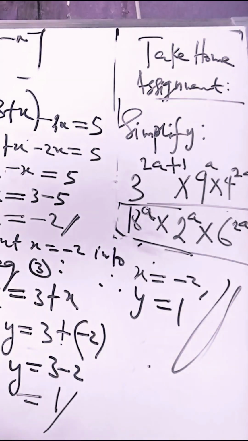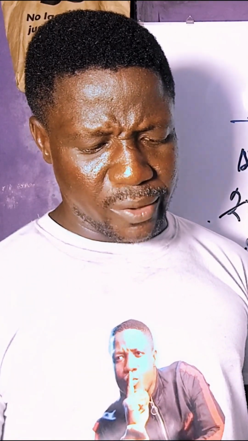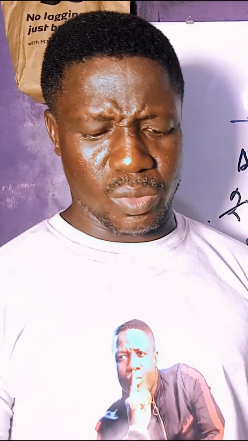I think we have these options here: A, 2 and 2; B, 1 and 2; C, minus 2 and 1; D, 2 and minus 2. So the correct option to that particular JAMB question in that particular year is C, which is minus 2 and 1.